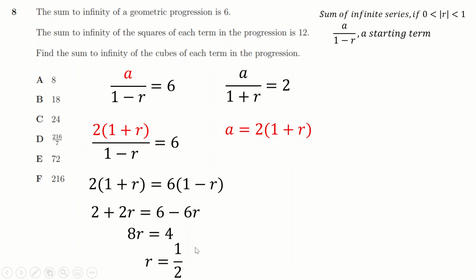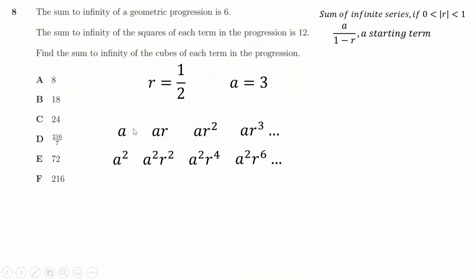And then, of course, I put in r as a half into here. Or actually, into here is easier, isn't it? Much easier. And you get a is 3 and r is a half. So I found a and r. Which means, well, this is the original sequence. This is the squares. What do the cubes look like?